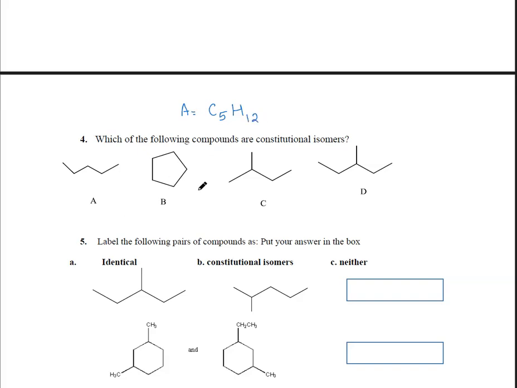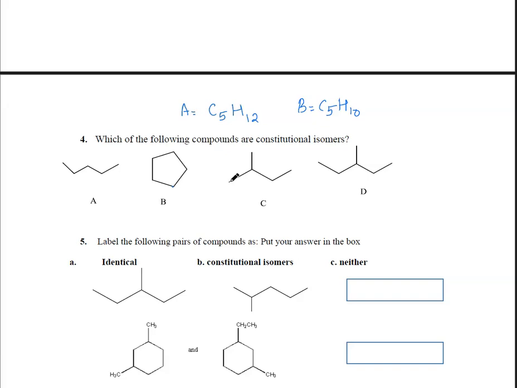Okay, let's look at B. It has 1, 2, 3, 4, 5, right? B is C5H10. So A and B cannot be isomers, because for isomers you need to have the same molecular formula.